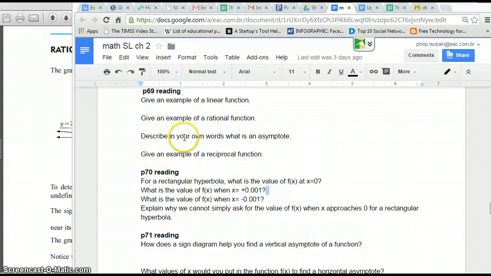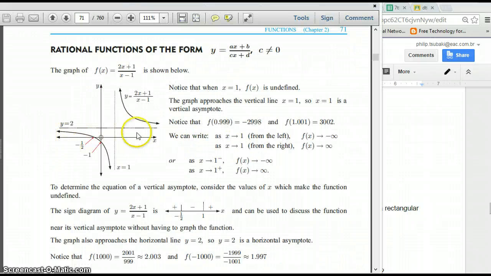Next question. Describe in your own words what is an asymptote. Well, an asymptote is like an imaginary line, okay, that usually you draw dotted, and it's something that the function approaches but never touches. So you can see like here, the function is approaching the line, but it never touches. Here, the function is approaching this line, and it never touches. You can see the asymptotes can be vertical or horizontal, and the function is approaching the line but not touching.